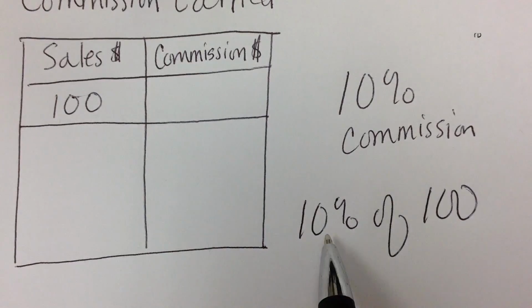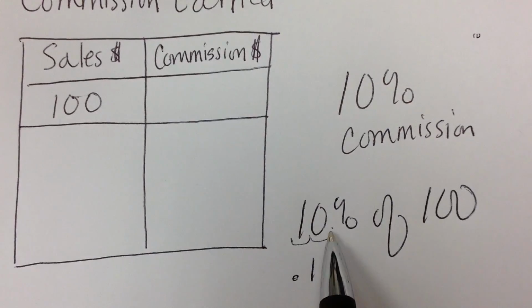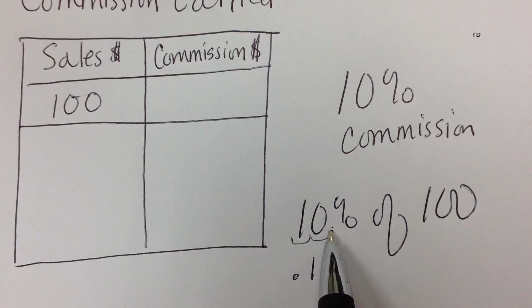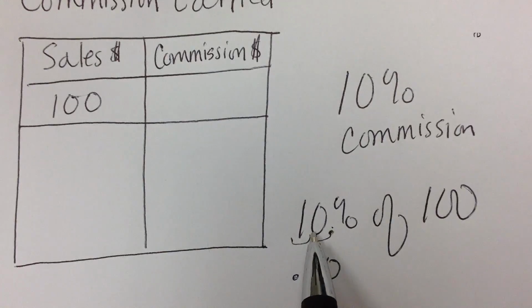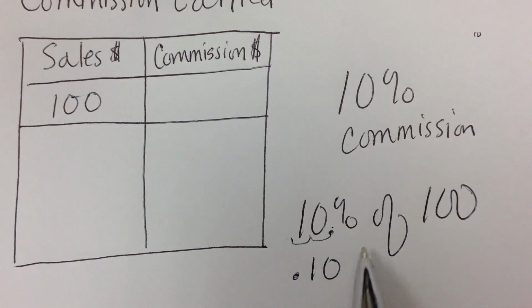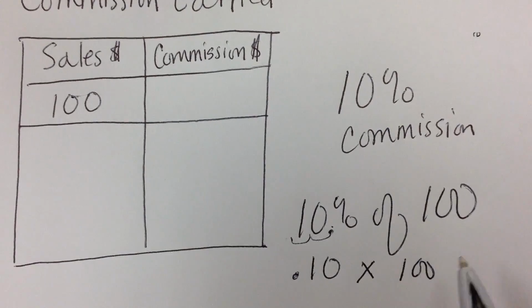So, change percent to decimal by moving your decimal 2 places to the left. I get 0.10. To go from percent to decimal, you have to move your decimal, which is behind the zero. Every number has a decimal. It's understood to be behind the last digit to the right if you don't see one. To go from percent to decimal, move it 2 places to the left. So I get 0.10. Of means to multiply times 100.